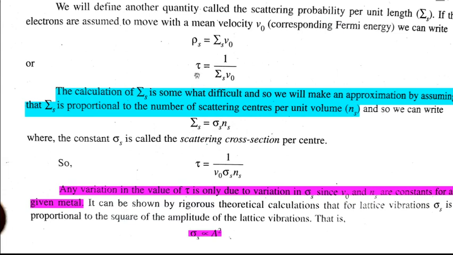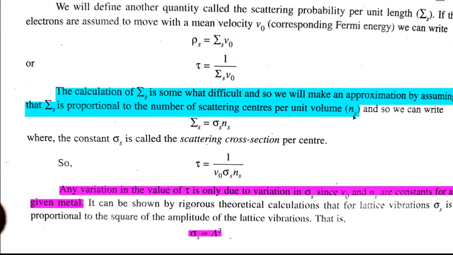So ultimately tau is restructured into an equation of 1 over v0 sigma s ns. v0 is the mean velocity, sigma s is the scattering cross section per unit center, and ns is the scattering centers per unit volume. So ultimately we said that tau is inversely proportional to this. Any variation in the value of tau is only due to the scattering cross section per center, since v0 and ns are almost constant for a given metal.